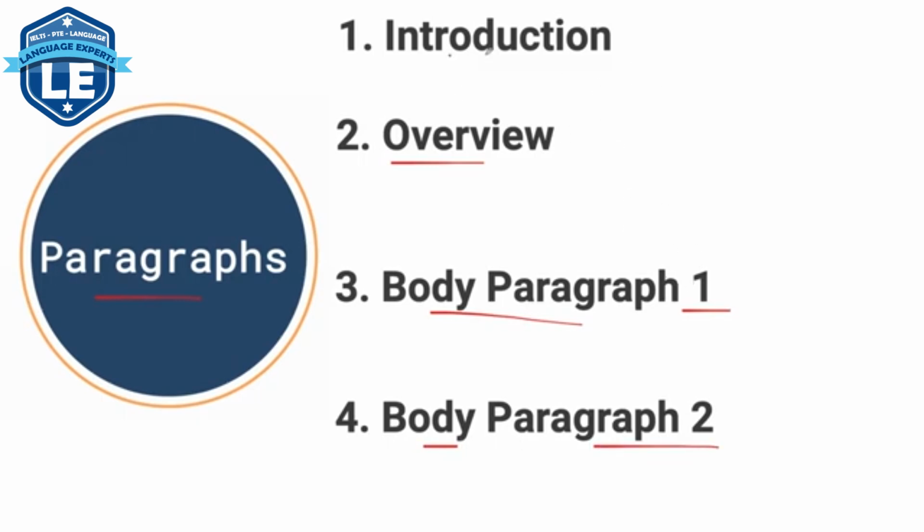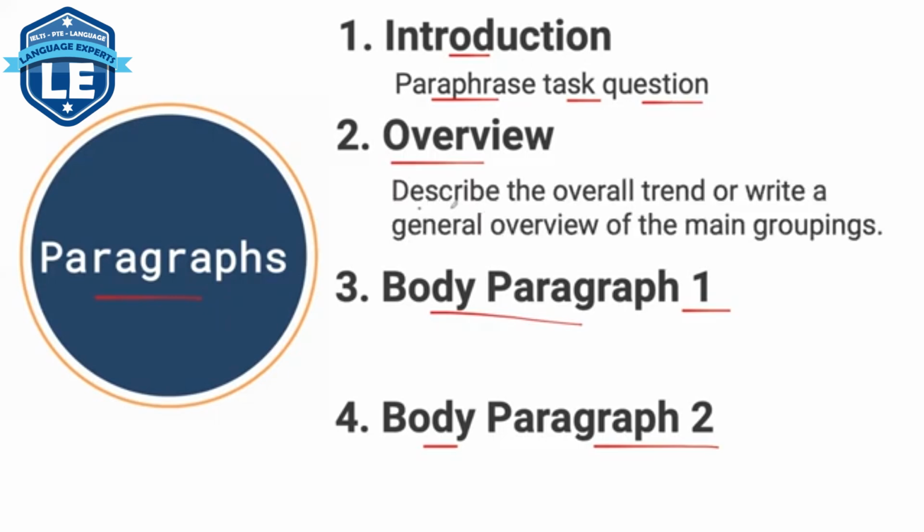And of course, for the introduction, you want to keep it simple. You should be paraphrasing your task question. So what does it mean to paraphrase? Basically, you're going to restate the task question in a different way using your own words. And then your second section will be the overview. This is going to describe the overall trend, or you're going to write a general overview of the main groupings. So you have an option here.